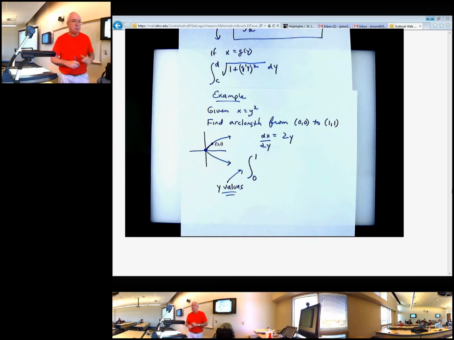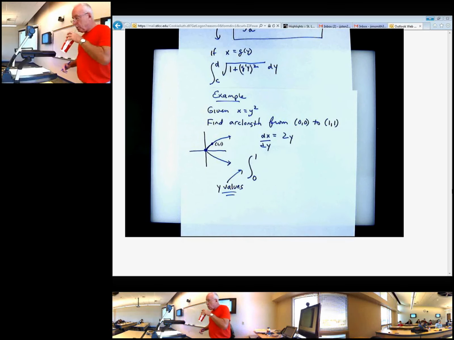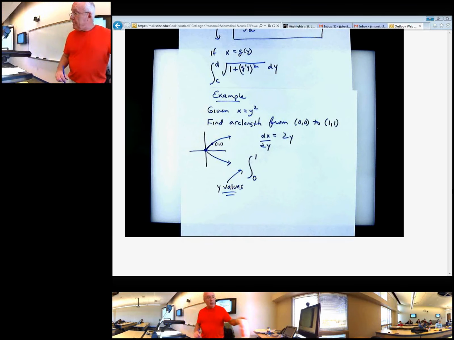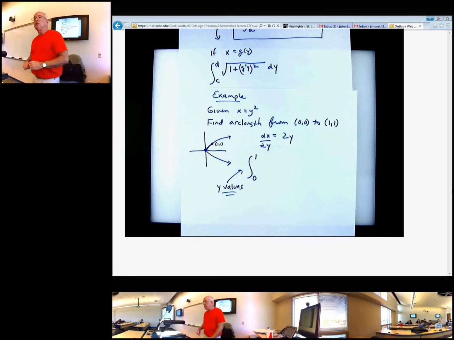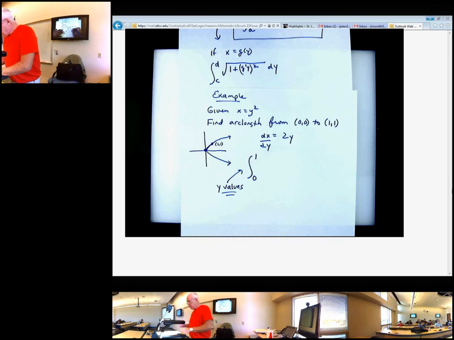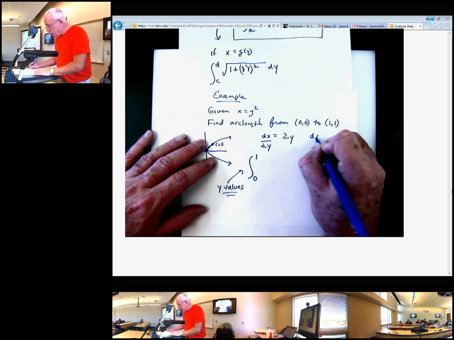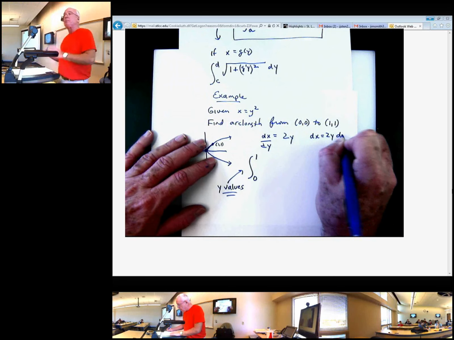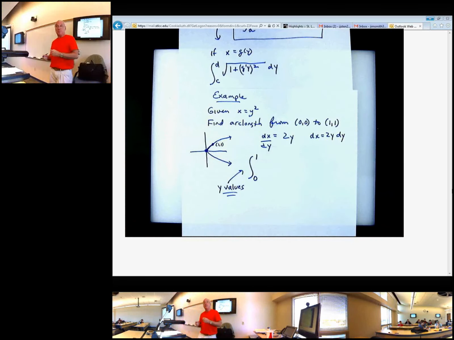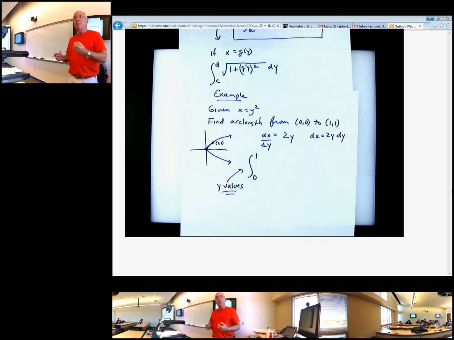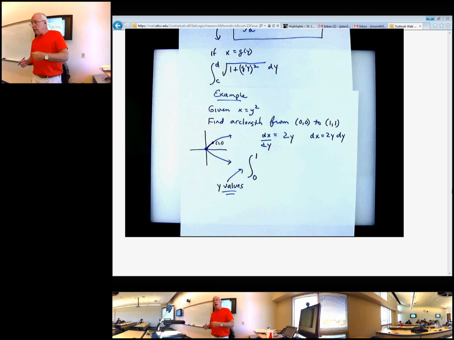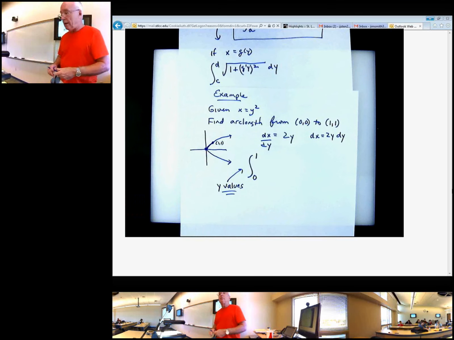Yeah, Jenna? Dx dy is equal to 2y. If you're going to do that, then we're talking about dx equals 2y dy by multiplying both sides by dy. All right? But here we're just finding the derivative with respect to y, and then it's just equal to 2y.